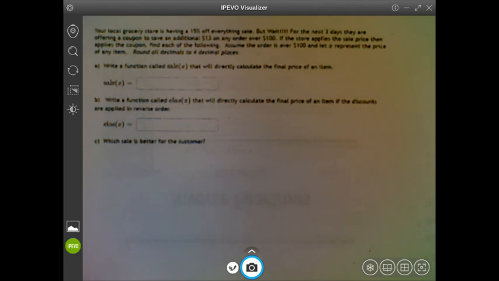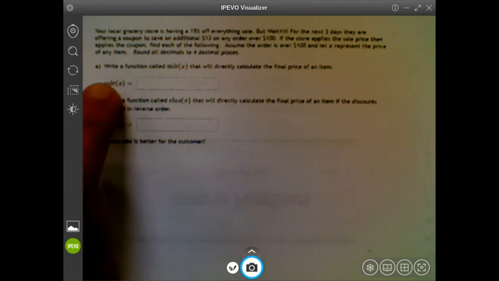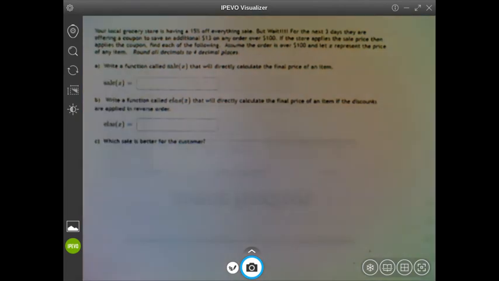All right, write a function called the sale of x, and that's what they have here, the sale of x, that will directly calculate the final price of the item.